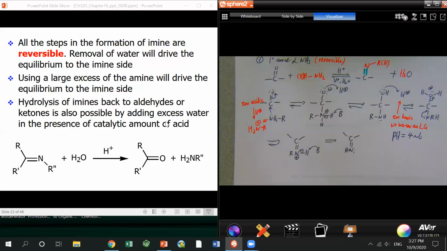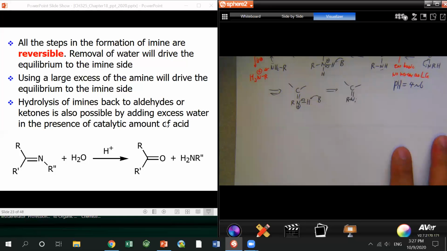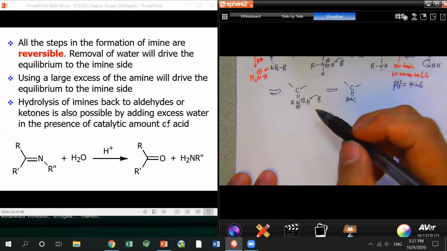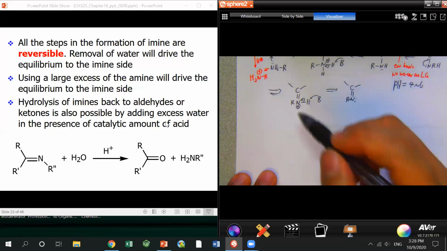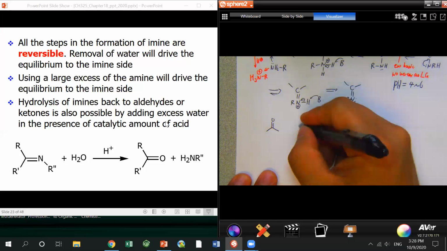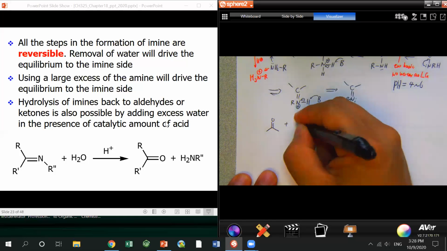For imine formation reactions, it's actually not hard to draw. Just keep in mind that you need to find the original carbonyl carbon and the nitrogen, and you build up from there. I'll give you a couple of examples. We have acetone reacting with this primary amine.